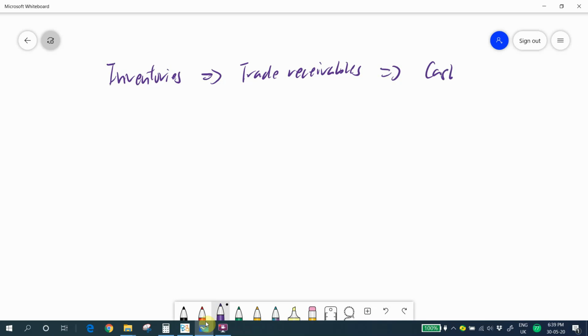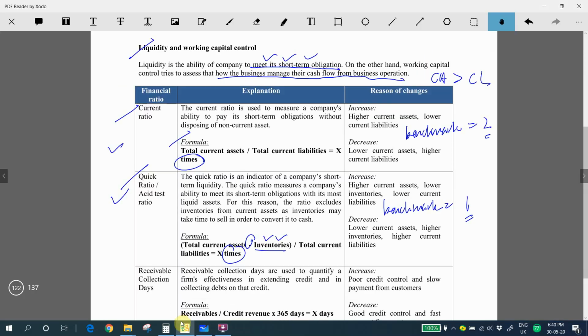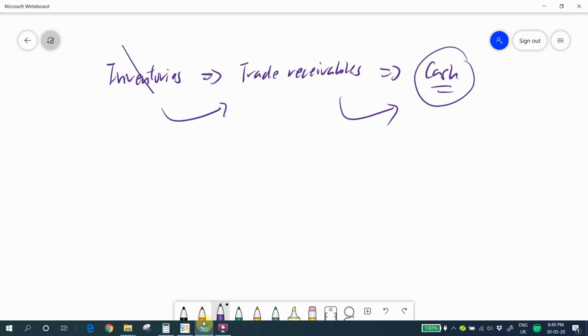For example, the inventory, you have to sell it to your trade receivables. And for trade receivables, you give them a credit term, so you may take another 2 months in order to convert into cash. So here you need 2 transformations before you can get the amount in cash. It takes too long to convert your inventory into cash. So in the quick ratio, or what we call the acid-test ratio, we ignore inventory because inventory takes too long in the conversion.